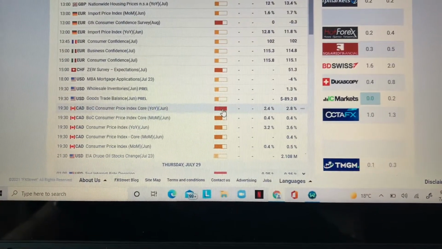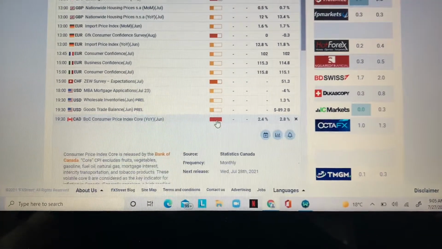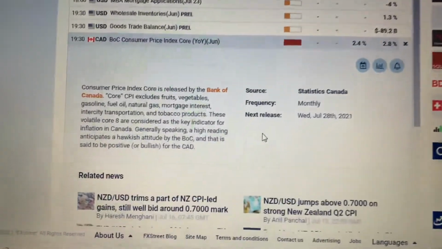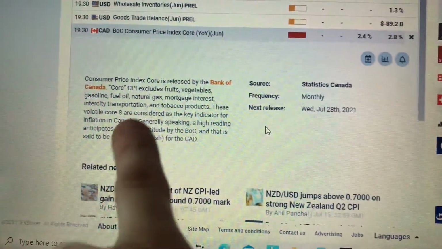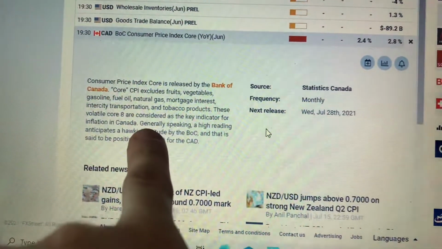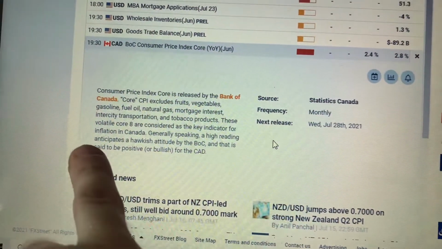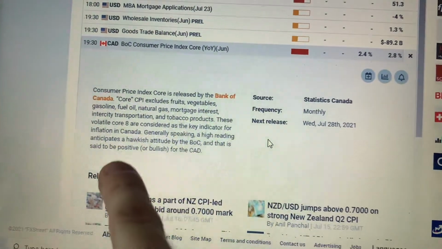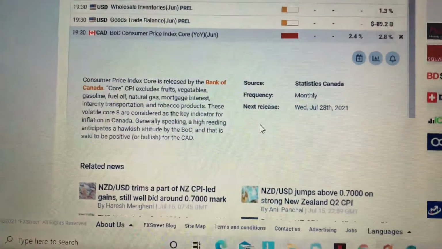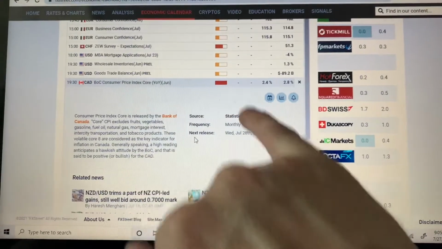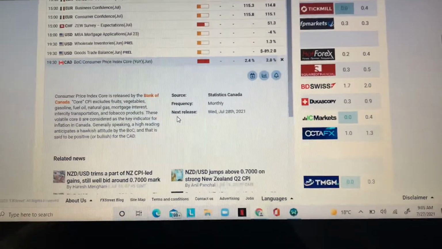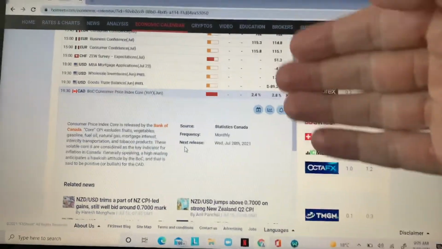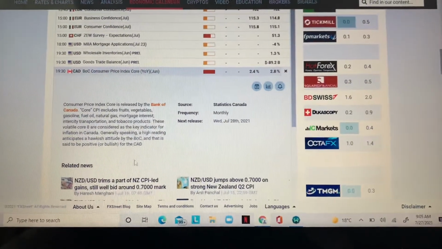So if you want to click on this, for example, there we go. It tells you it's monthly statistics for Canada. And it tells you here, generally speaking, a high reading anticipates a hawkish attitude by the BOC, and that is said to be positive or bullish for the Canadian dollar. So if this news is good news, then it's obviously going to make it go up in layman's terms. If it's bad news, it has more potential to make it go down in layman's terms.